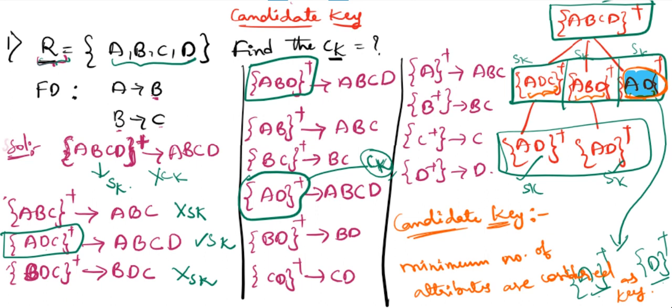This key has the minimum number of attributes. So that's why this is called a candidate key. This is a candidate key. I hope you are clear on how to find it. This is the traditional way of finding the candidate key.